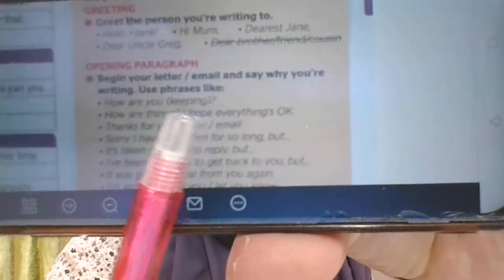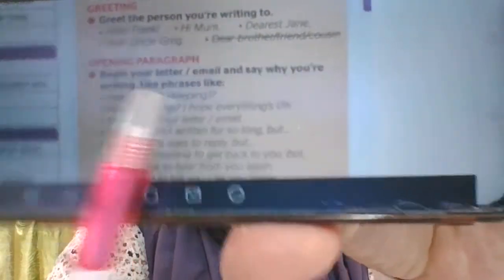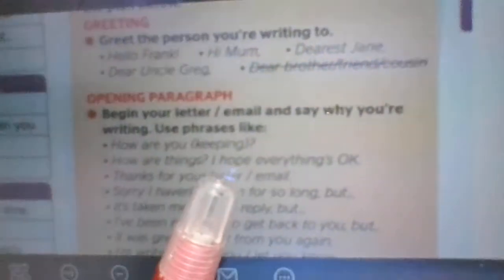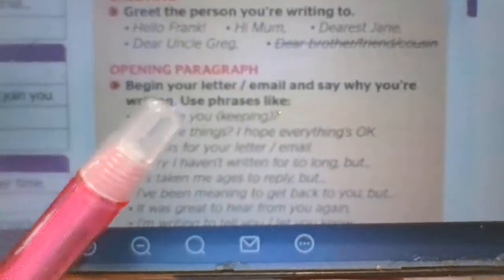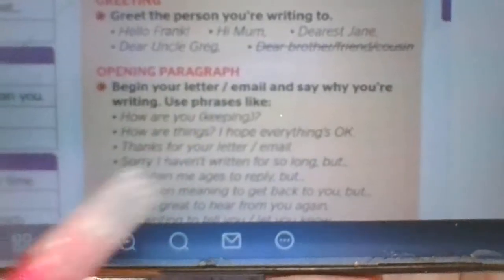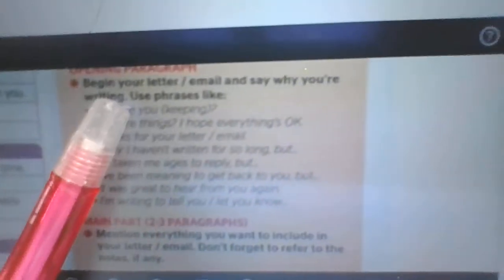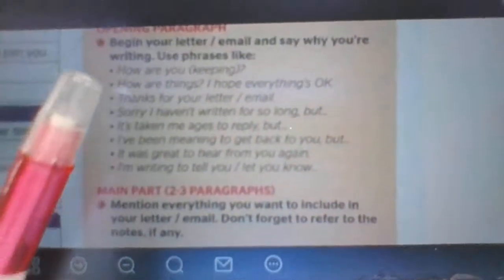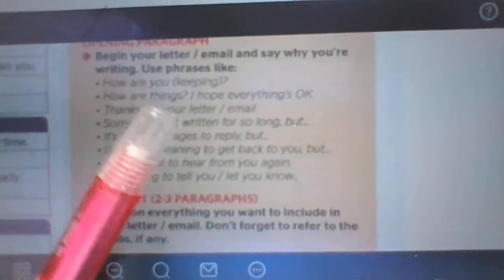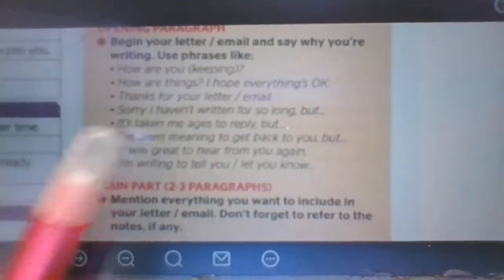And say why you are writing. Kenapa kamu sedang tulis? And then use, gunakan phrases seperti, what is phrases? Frasa-frasa seperti. These are the example. So you can use this example to start your paragraph or your opening paragraph. How are you? And so on. You have these bullets. So I would like you to read and understand. Find what is the meaning of this.